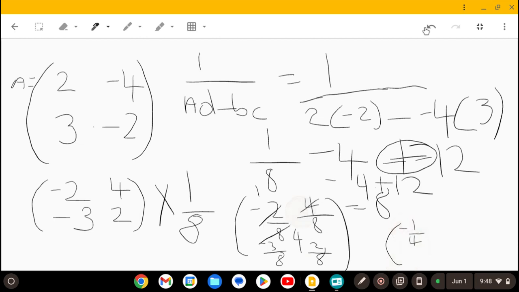4 over 8 can be simplified to a half. And then we just have -3 over 8, because that can't be simplified anymore. And then 2 over 8 just becomes 1/4, because 2 into itself 1, 2 into 8, 4. So this is our inverse: -1/4, a half, -3 over 8, and 1/4.